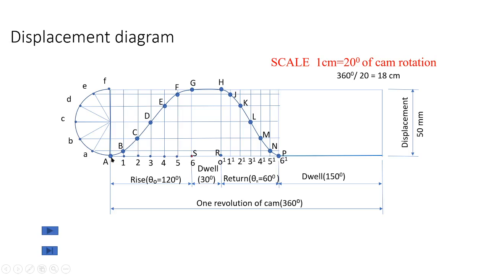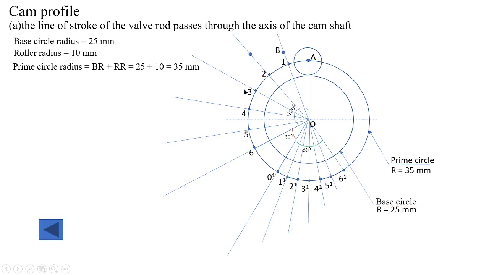See, this second division, that is A2, represents 40 degree of cam rotation, and this vertical line 2C represents the corresponding displacement of the follower, right? So measure 2C and transfer it on the 40 degree line.